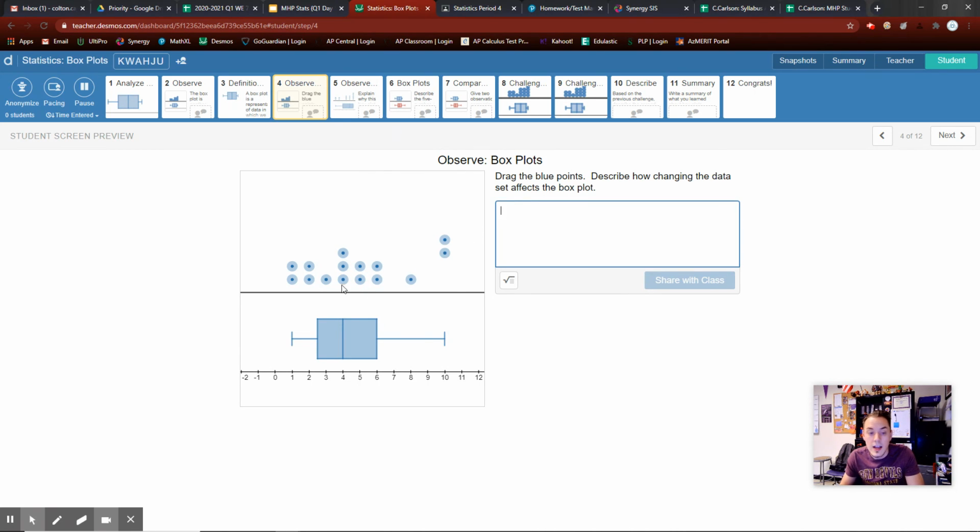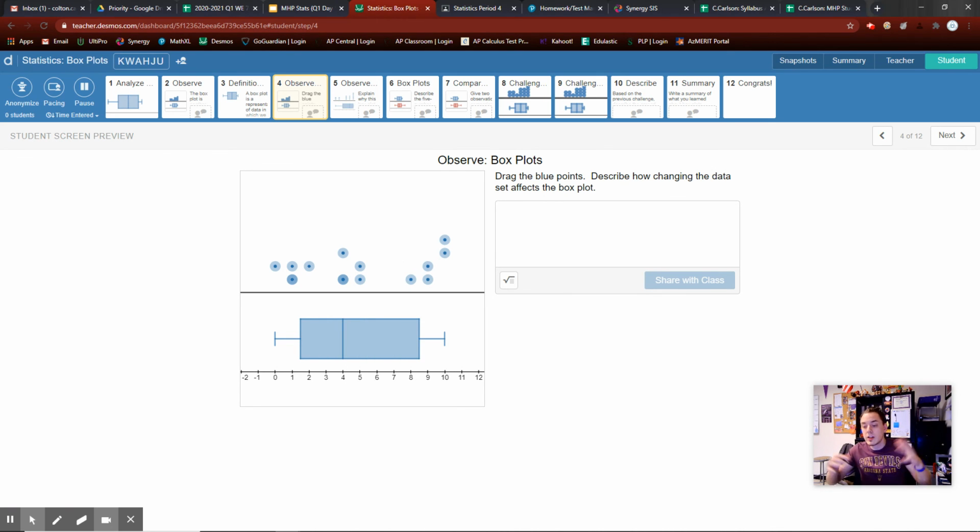And that's what you should write. If you have a lot of data that's compiled in the middle, you will have a box that's also compiled slightly in the middle. Notice that. It's all in the middle. But if you spread these points out, then the larger your box will be.